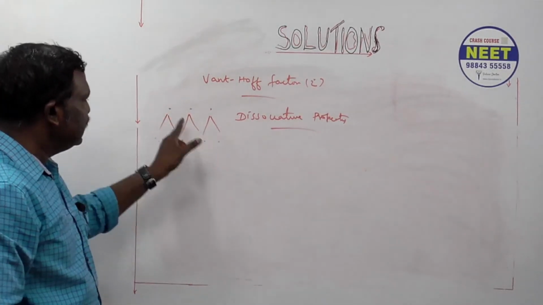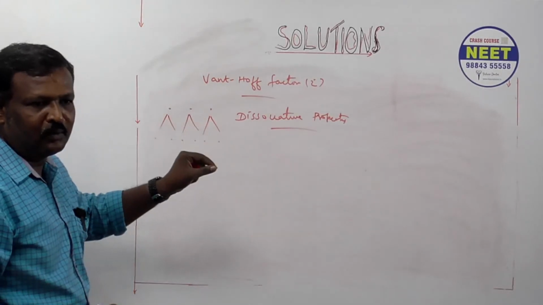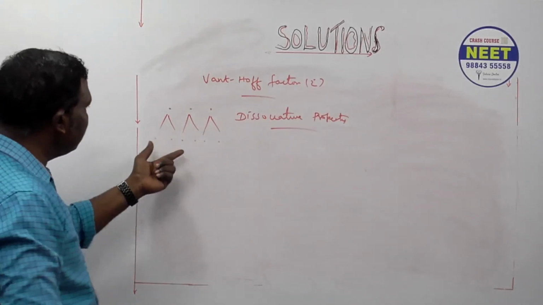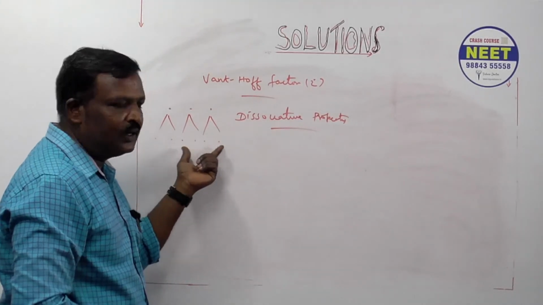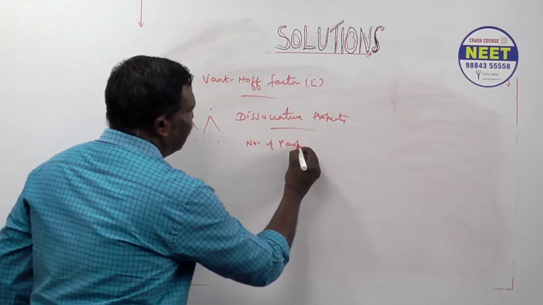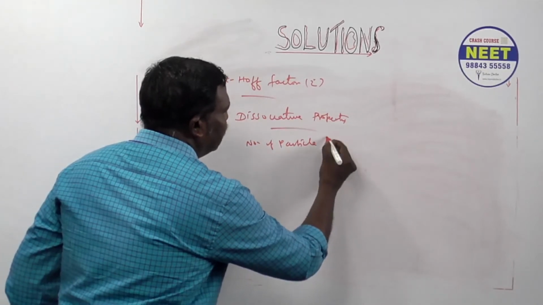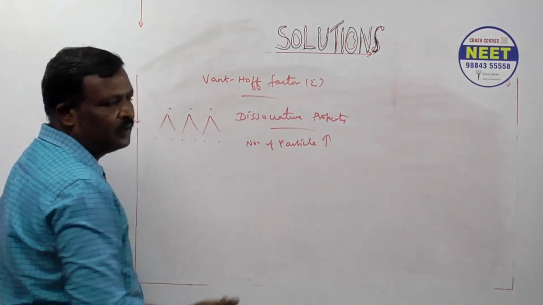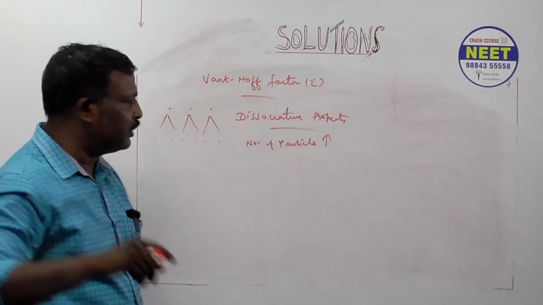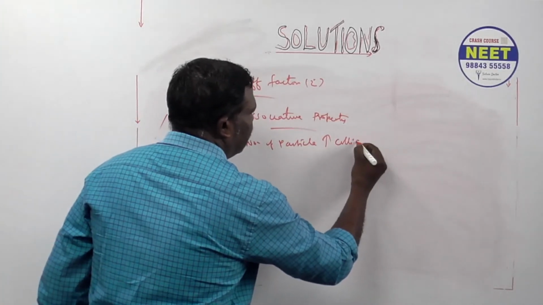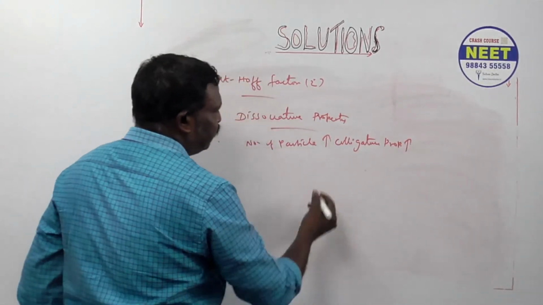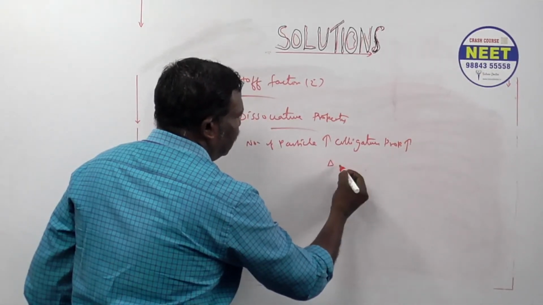So initially I put only 3 particles. But now during dissociation, the number of particles increases, no? Are you following? Number of particles increases. Colligative property, I told you first, is nothing but what? It depends upon the number of particles. So colligative property also increases.